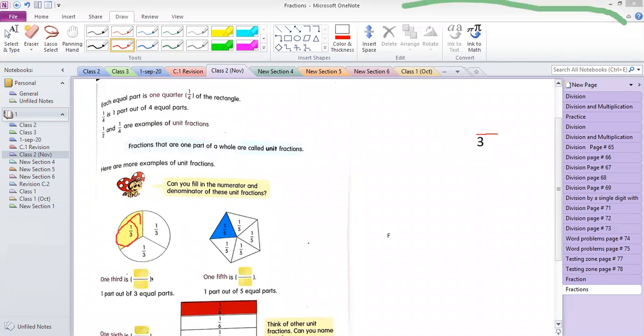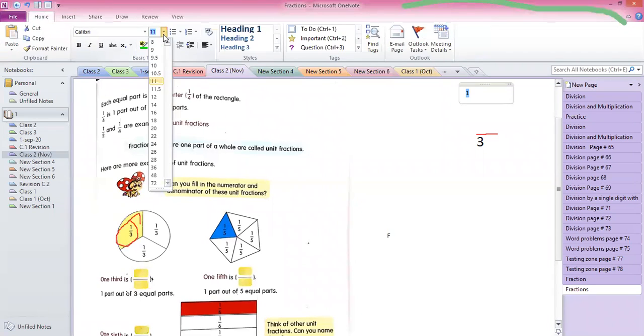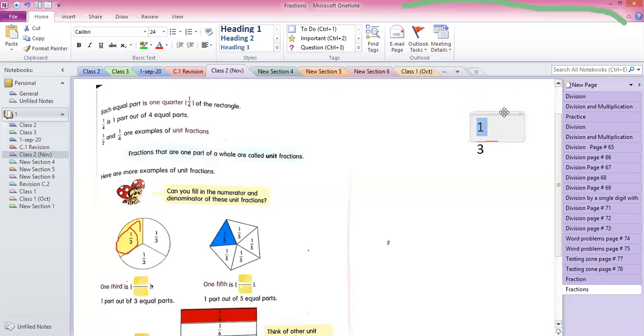So you will write how many parts are colored? Only one. One part is colored, one part is shaded. So you will write in the numerator 1. If I tell you to write the fraction of this figure, it will be 1 over 3. Where 1 is your numerator, and this is your denominator.